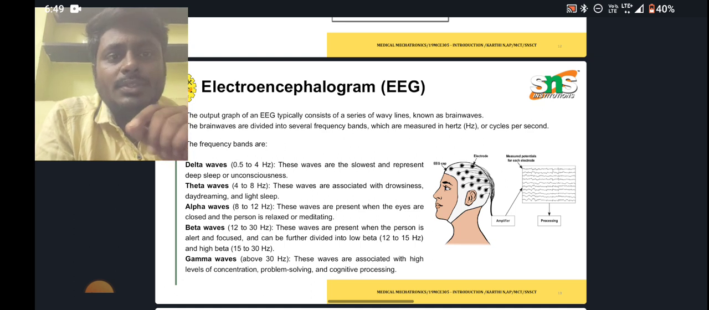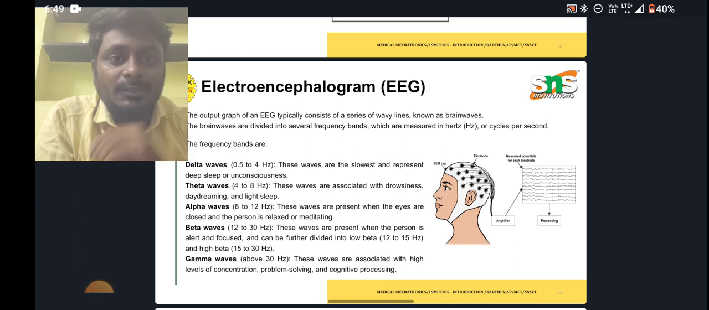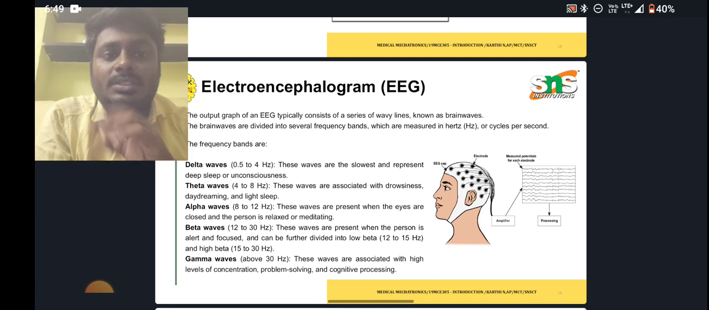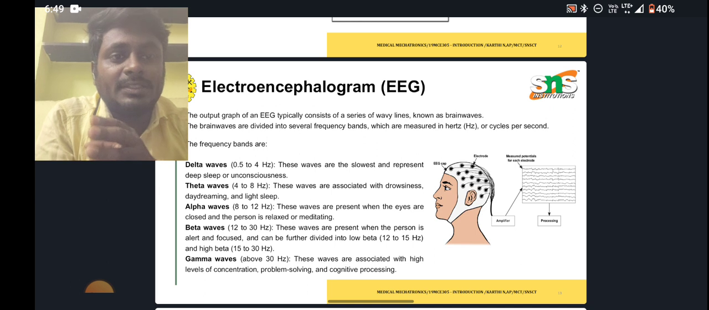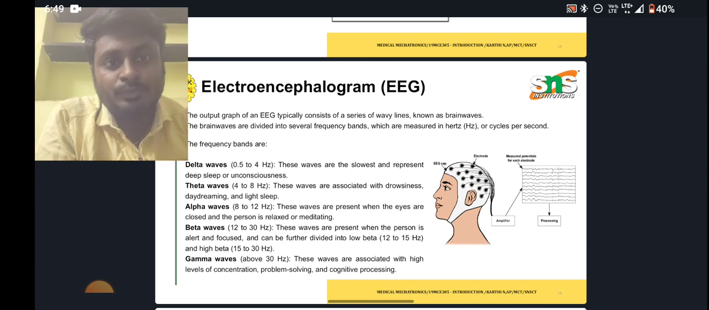And alpha waves represent the range from 8 hertz to 12 hertz. These waves are present when the eyes are closed and the person is relaxed or meditating. Beta waves range from 12 hertz to 30 hertz. These waves are present when the person is alert and focused and can be further divided into low beta and high beta. Low beta ranges from 12 to 15 hertz and high beta ranges from 15 to 30 hertz.